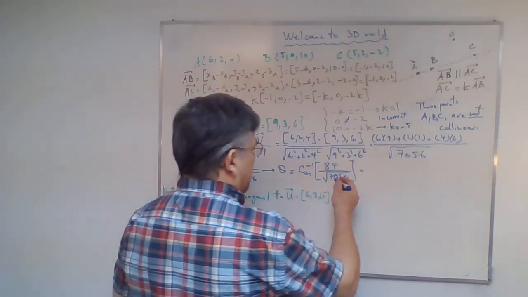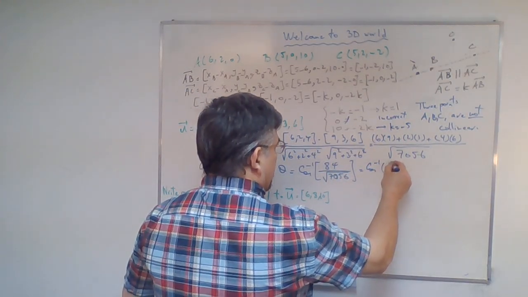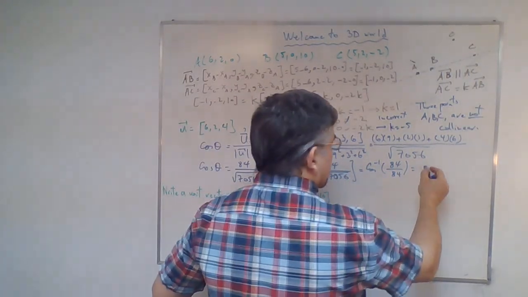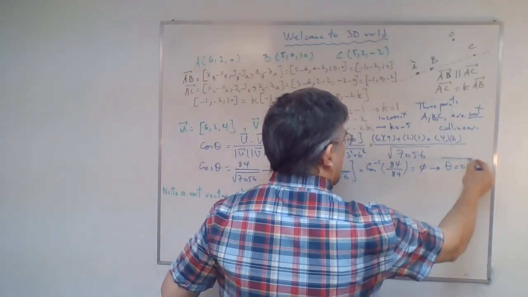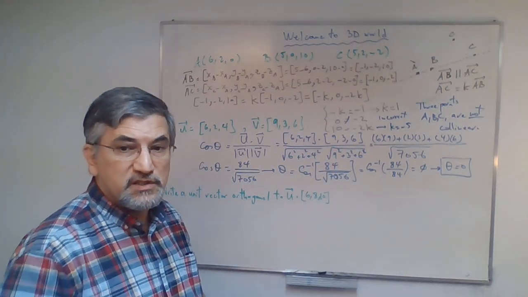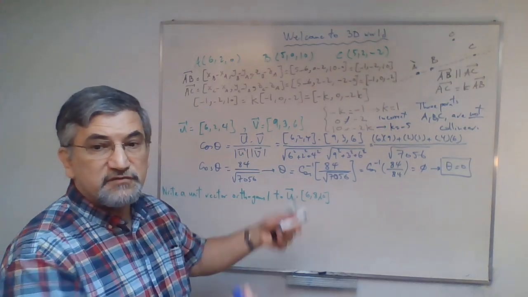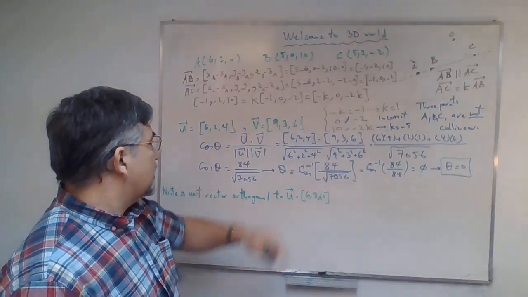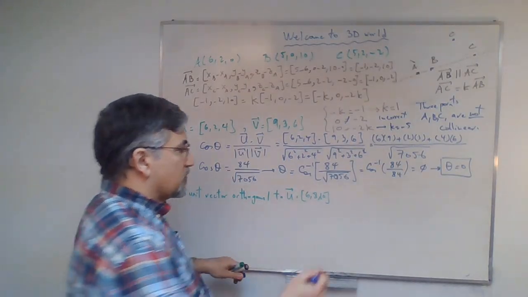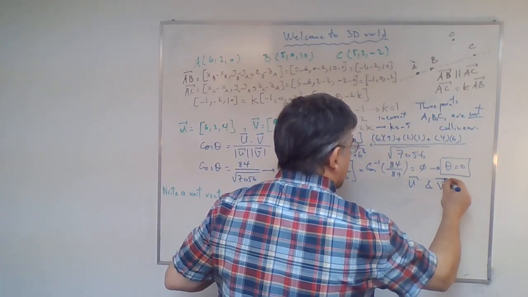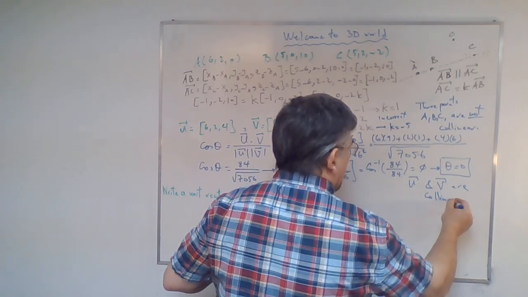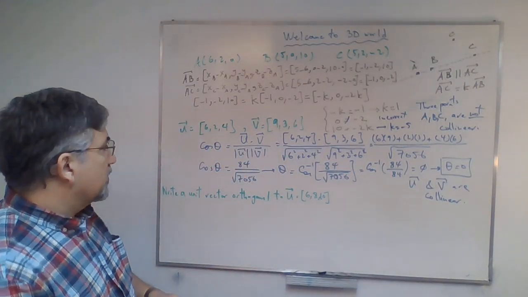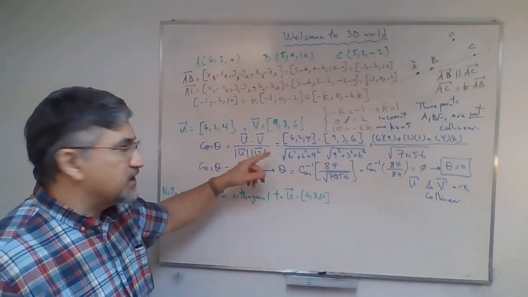So this means that we have 84 over 84. And that's inverse cosine of 1, which means that it is 0. So theta equals 0 is the final result we got, which means that the two vectors are making an angle of 0 with respect to one another, and automatically it means that the two vectors are collinear. So I would say vector u and vector v are collinear, which means that the vectors are parallel to one another.